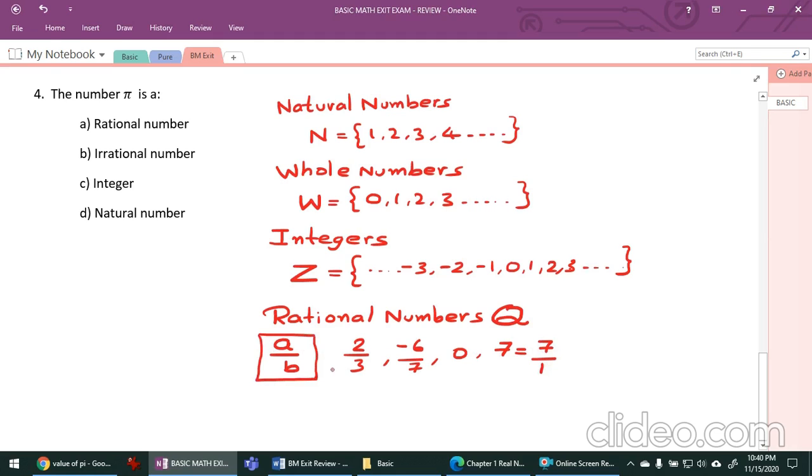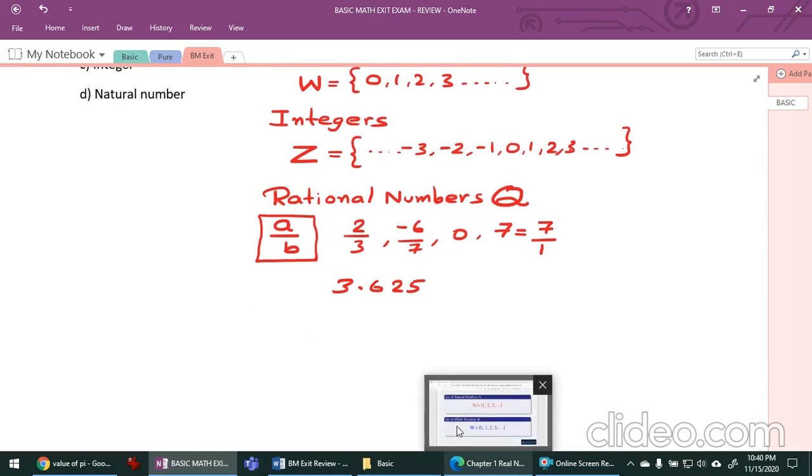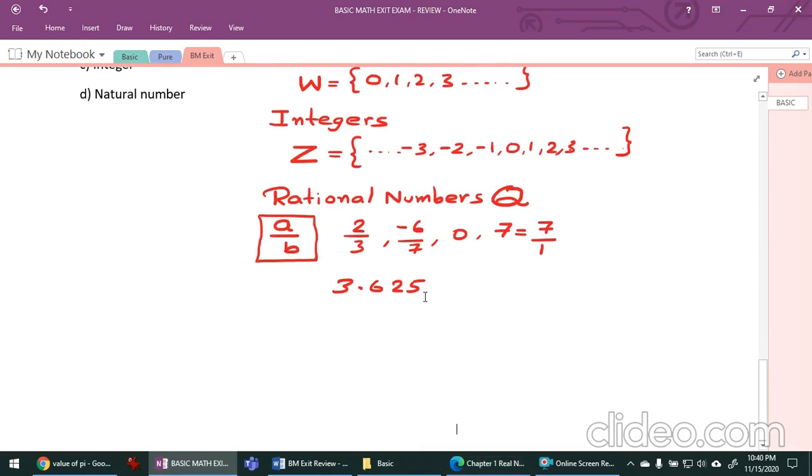Now, 3.625. This is a rational number. Why? Because it is a decimal number but it stops here. If the decimal number stops, it is a rational number. So if I write 73.629138, this decimal expansion is stopping here, so this is a rational number.